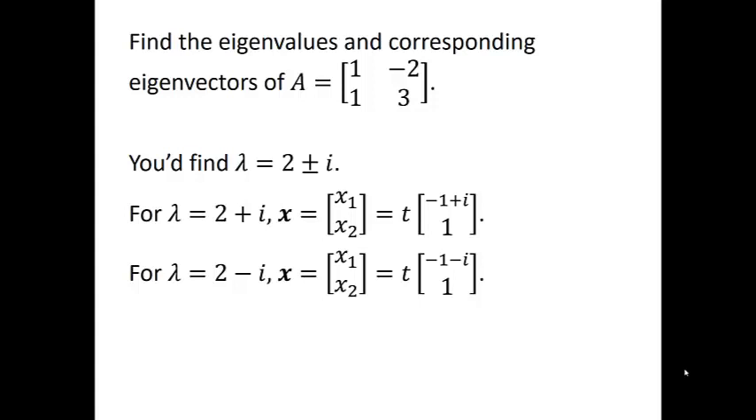Also in the slides is another example you can work through. Suppose A is the matrix [1, -2; 1, 3]. Compute that determinant. You'll find your characteristic polynomial, and you'll see that your eigenvalues are 2 plus or minus i. For the eigenvalue 2 plus i, your eigenvectors are scalar multiples of (-1 plus i, 1). And for lambda equals 2 minus i, your eigenvectors are scalar multiples of (-1 minus i, 1). The details of this solution are available in the slides that are posted on Blackboard. That's all for now.